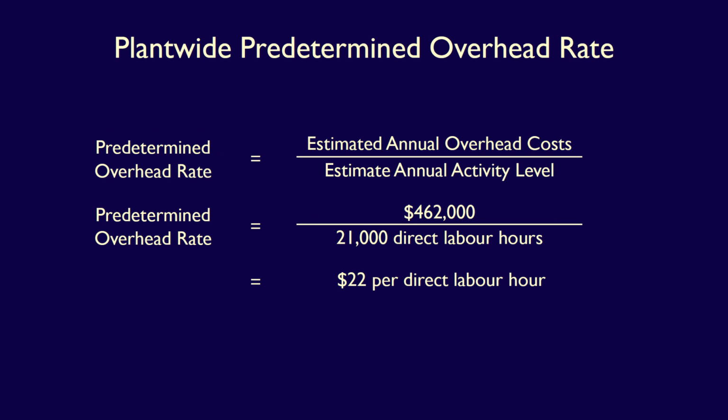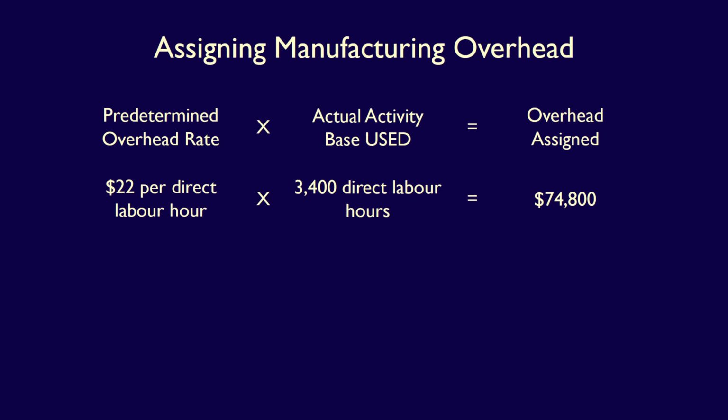For Camilla Inc., the predetermined overhead rate, using the plant-wide rate, is $22 per direct labor hour, calculated as the estimated annual overhead cost of $462,000 divided by the estimated annual activity level of 21,000 direct labor hours. Camilla's predetermined overhead rate means that for every 1 hour that direct laborers work, $22 of overhead should be applied to the job. Remember, we then use the predetermined overhead rate and multiply it by the actual activity level used in the production of an order.